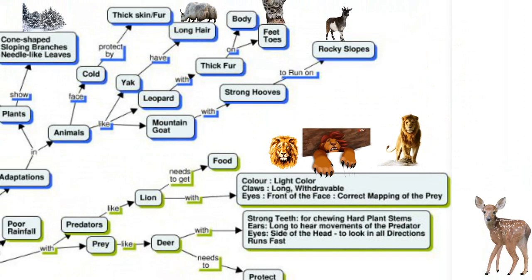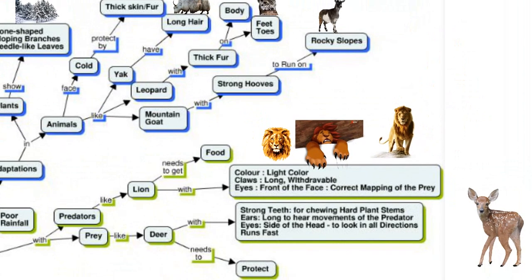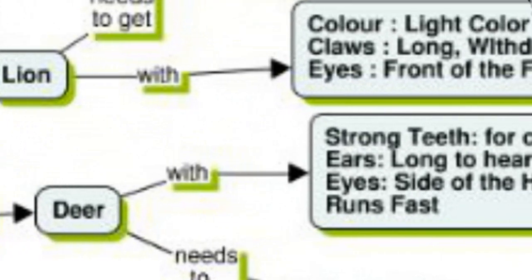Prey like deer need protection from the lion, a predator who is ready to eat the deer. Deer have strong teeth to chew hard plants, and they have long ears to listen for the movement of predators, and they have eyes on the sides of their head to look in all directions so that they can run away fast for their lives.